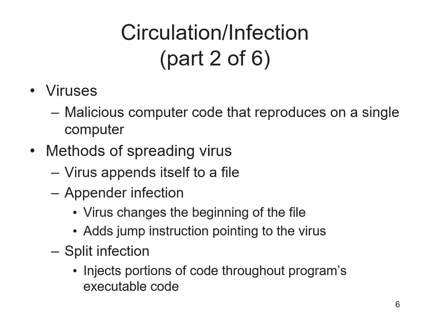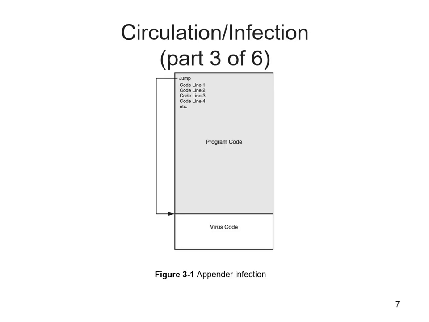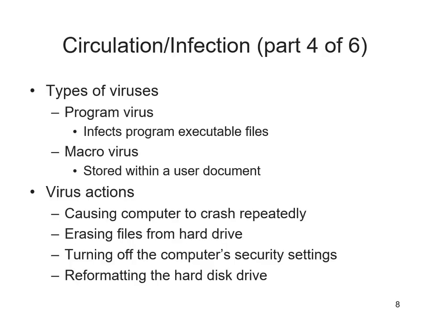Now the virus appends itself to a file. The appender infection virus changes the beginning of the file and jump instructions point to the virus, and then it can even split the infection by injecting portions of the code through the program when executing the file. As you can see, it can jump from code line 1, 2, 3, 4, etc., and as the program progresses it would keep on infecting. There are different kinds of viruses. Some viruses are there for the program, some are macros which are embedded.